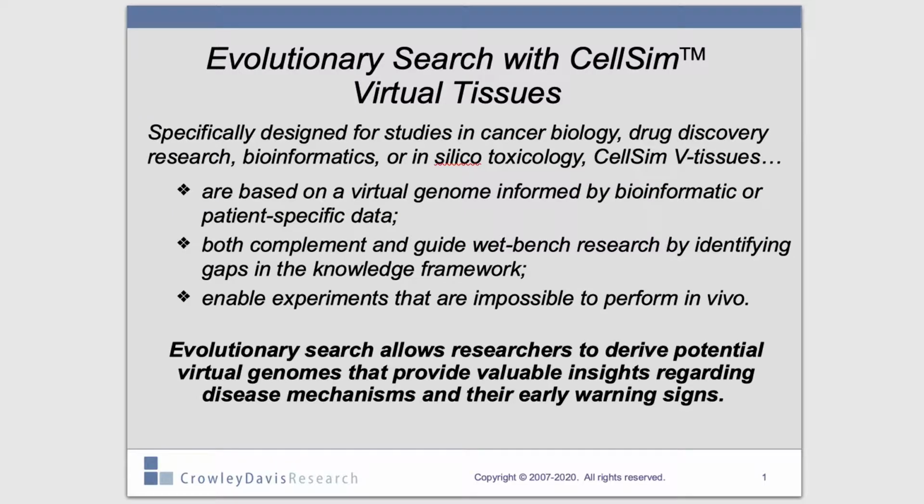Both complement and guide wet bench research by identifying gaps in the knowledge framework and enable experiments that are impossible to perform in vivo. Evolutionary Search allows researchers to derive potential virtual genomes that provide valuable insights regarding disease mechanisms and their early warning signs.